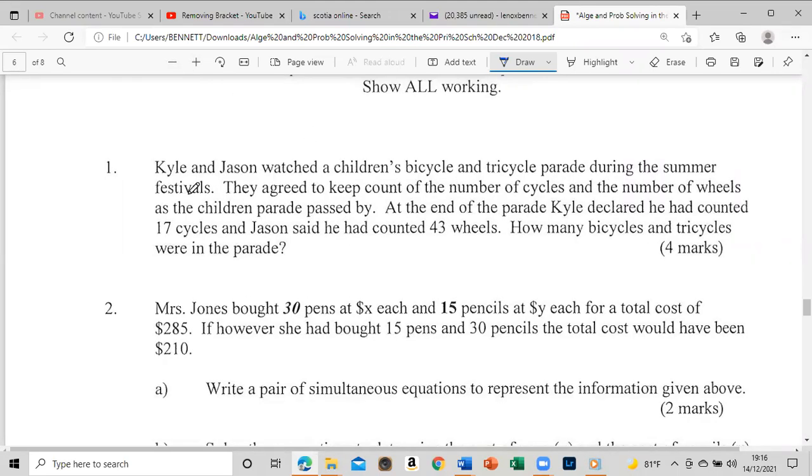I'm going to make bicycle be X and tricycle be Y. So we know the bicycle has two wheels and the tricycle has three wheels. So we could say X plus Y, but we know that the number of bicycles plus the number of tricycles is equal to 17.